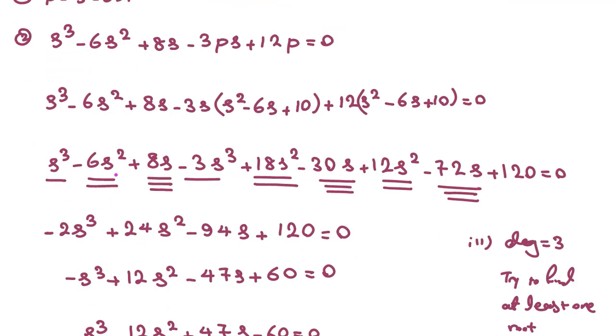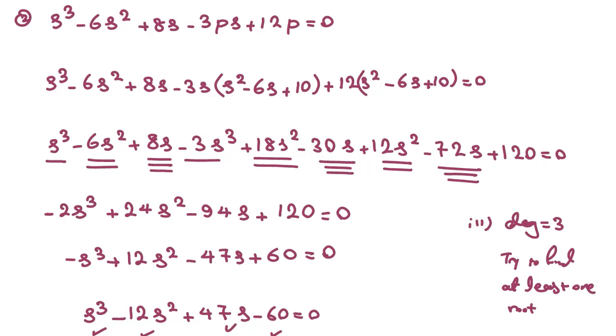Then negative 2s cubed plus 24s squared minus 94s plus 120. Why? Because 8s minus 30s is negative 22s, minus 72s is minus 94s, plus 120. Then we should divide by 2. It will be this. Then we multiply by negative 1. It will be this.